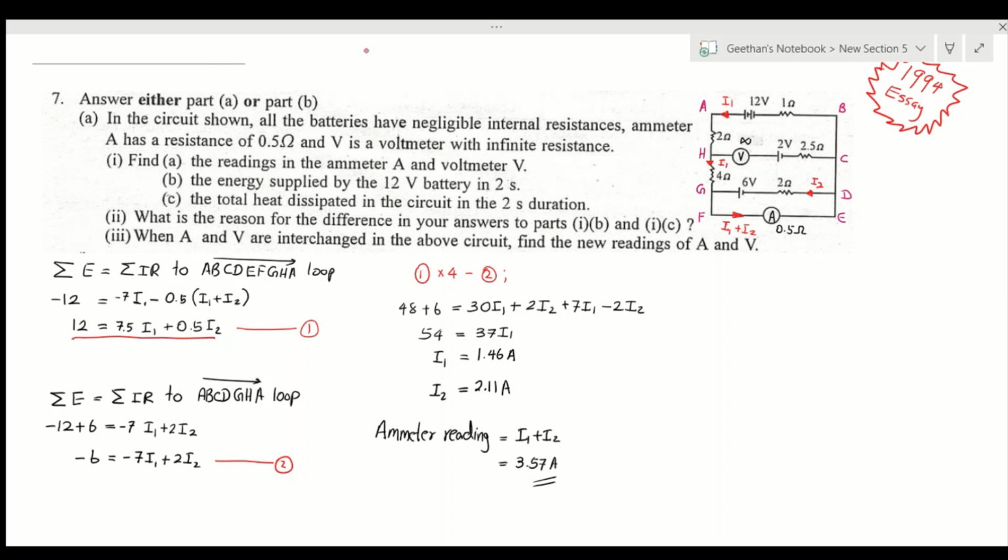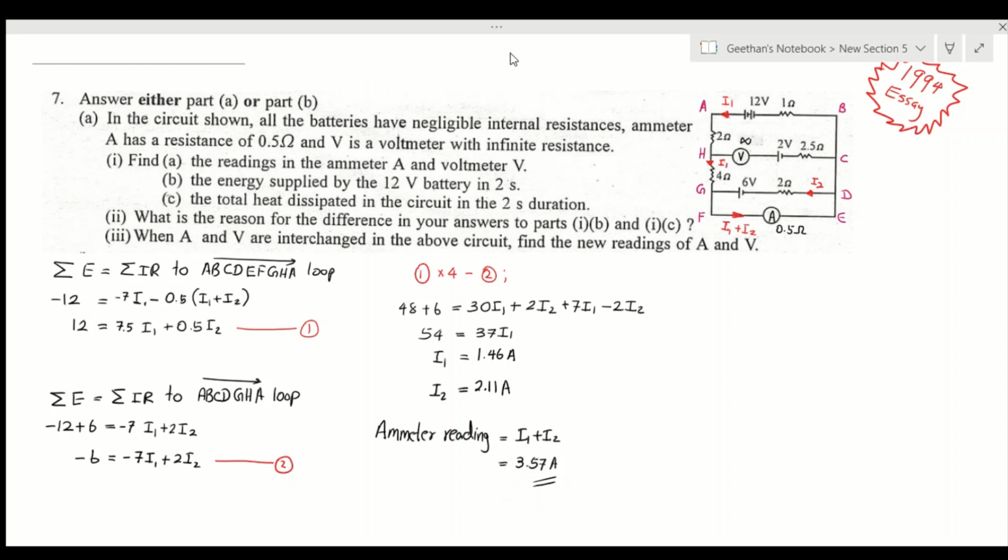Then I have applied the same for the ABCDGHA loop, so that again I get another equation for I1 and I2. Then I have simultaneously solved it to find out the I1 and I2 values. Here are the I1 and I2 values. So when I get I1 and I2 values, I know that the ammeter reading is I1 plus I2. So I'm going to just add them. Once I add them, I get 3.57 as the overall ammeter reading.